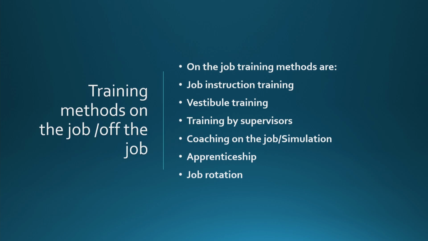So on-the-job training methods are job instruction training, where when the person is working, he is instructed how to do the job. Vestibule training: a vestibule is a replica of the real-time gadget that is to be worked upon. It is a lookalike, doesn't function exactly the same, but has all the necessary technicalities on which, if trained, the person can operate the real gadget as well. So that becomes vestibule training, training by immediate supervisor, coaching or on-the-job simulation exercises.